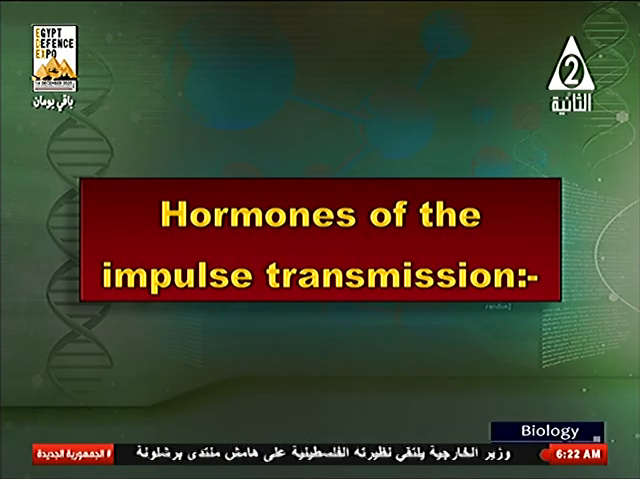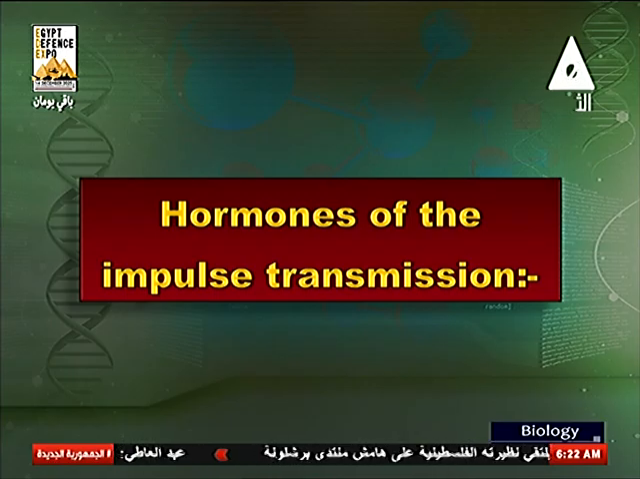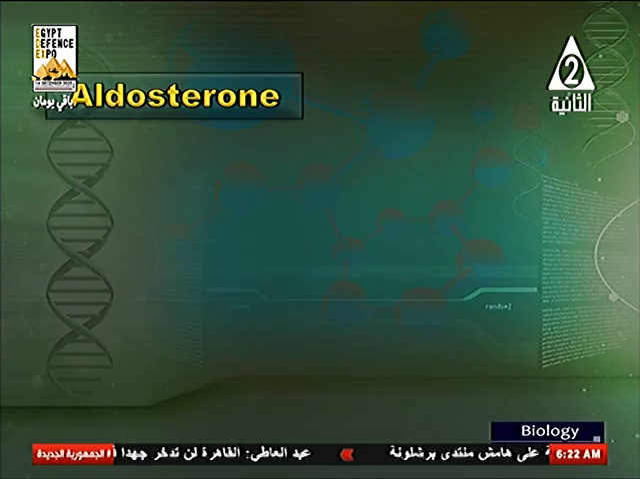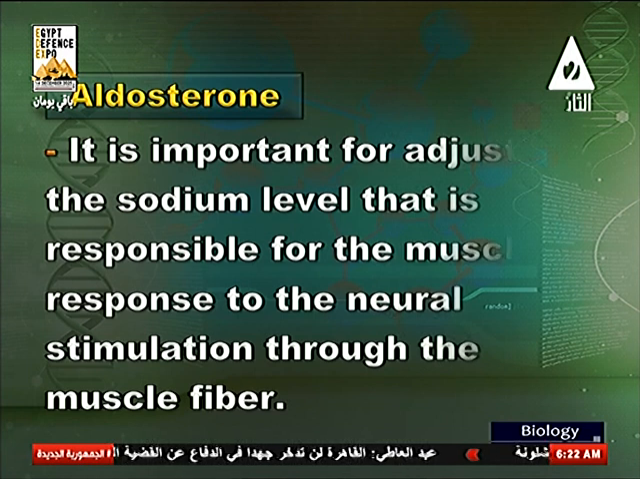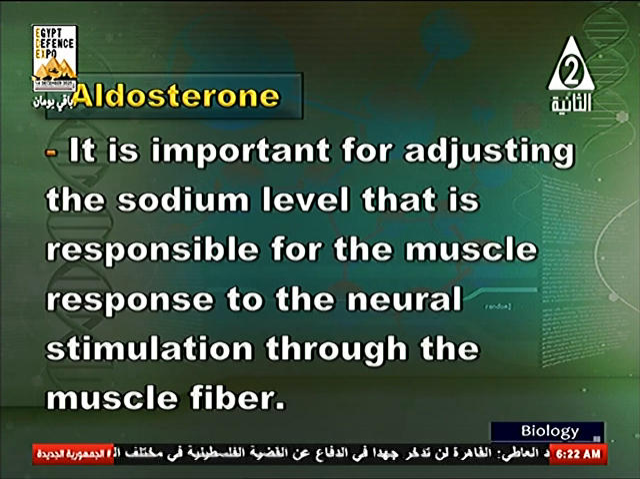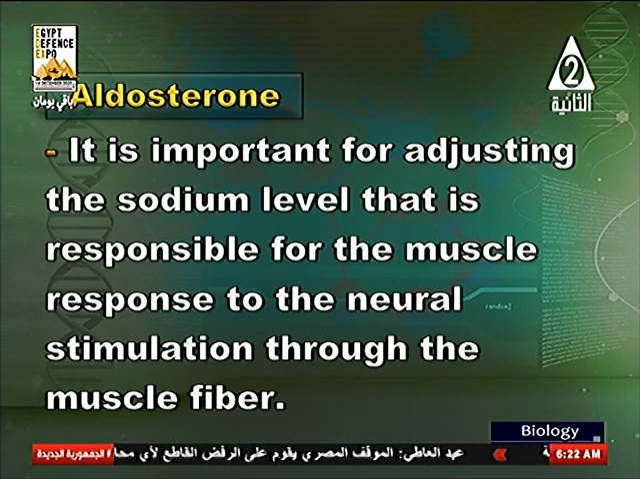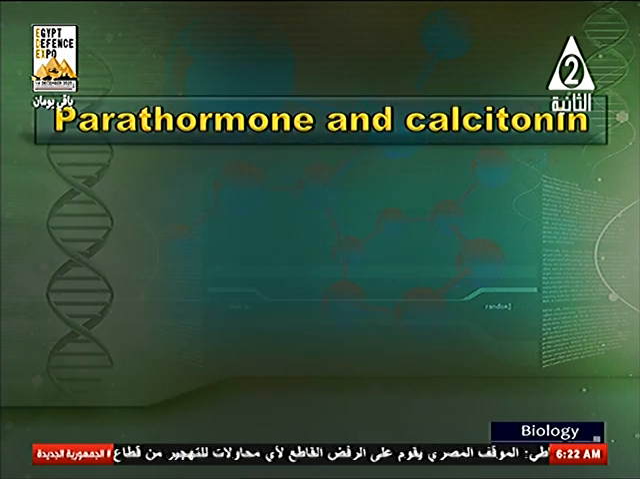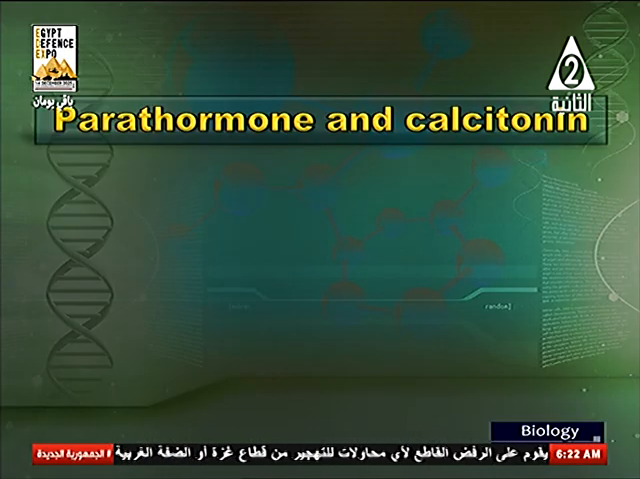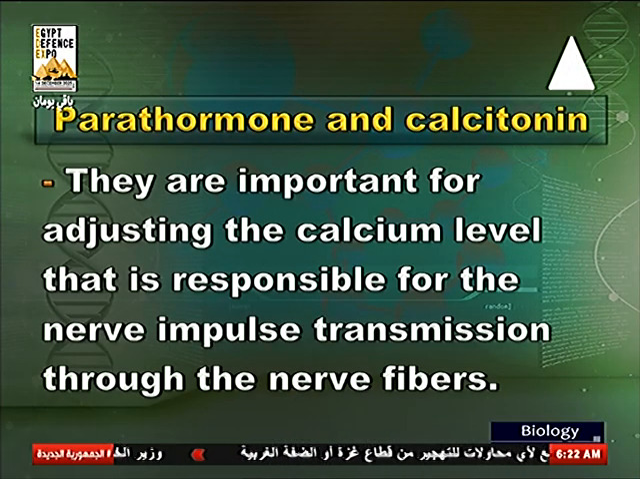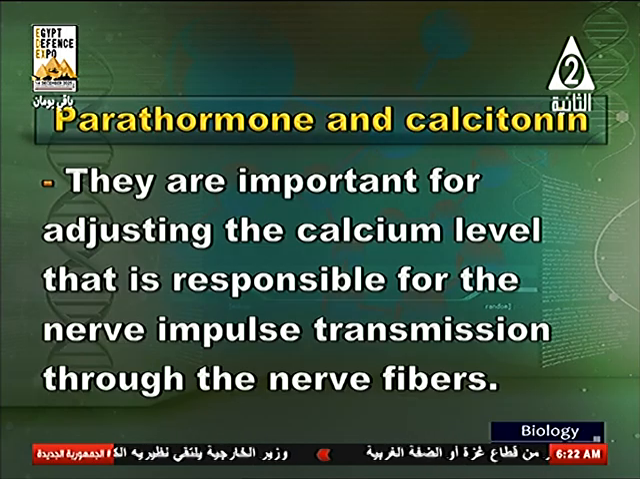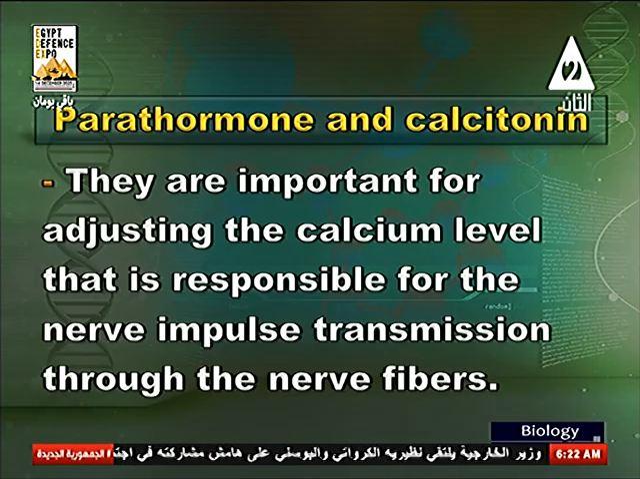Let's make a quick revision also about the hormones of impulse transmission related to the nervous system. Aldosterone is important for adjusting the sodium level that is responsible for the muscle response to the neural stimulation through the muscle fiber. A very important hormone. Also, parathormone and calcitonin hormone, as I said, have an important role in adjusting the calcium level that is responsible for nerve impulse transmission through the nerve fibers.